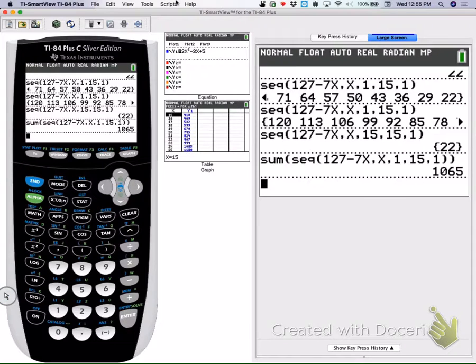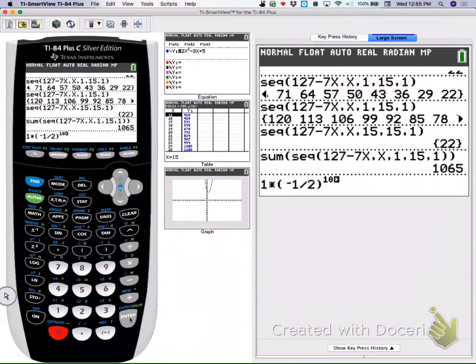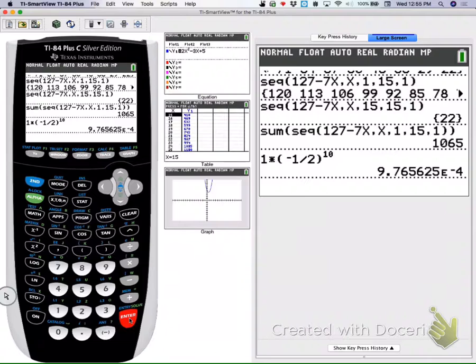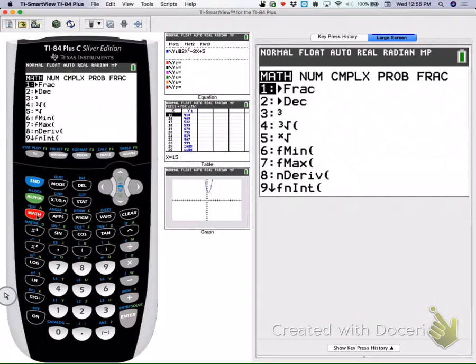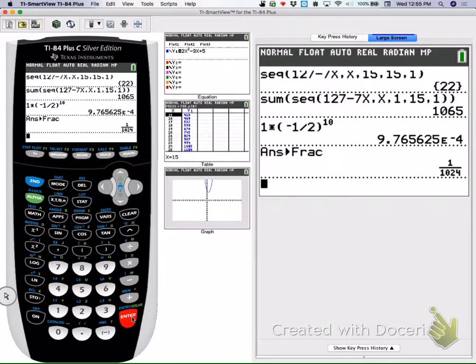Okay, so let's say that we did type that in our calculator. So 1 times negative 1/2 to the 10th power. Okay, and then it gives me that decimal that I said it would give you. Okay, now if you hit the math button and then pick that very first option right there, it'll change that to a fraction. So same fraction we got there by doing it by hand.